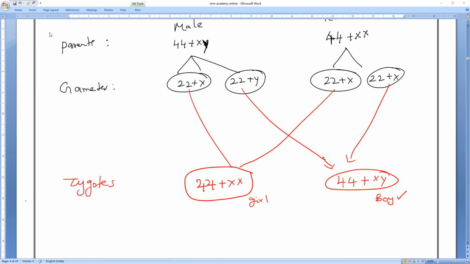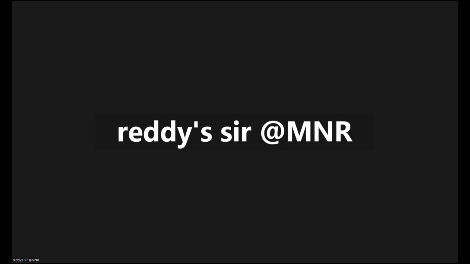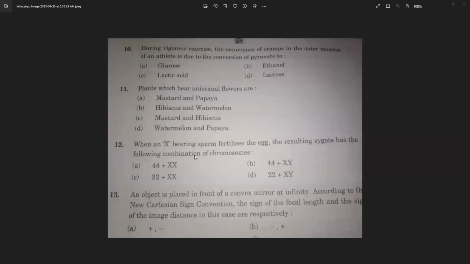If it is a gamete, containing how many chromosomes, everybody? Gametes contain only 22 plus X or 22 plus Y. Now the question is, you can all see: when an X bearing sperm fertilizes the egg, fertilization means after that what will form? The resulting zygote has the following combination of chromosomes.